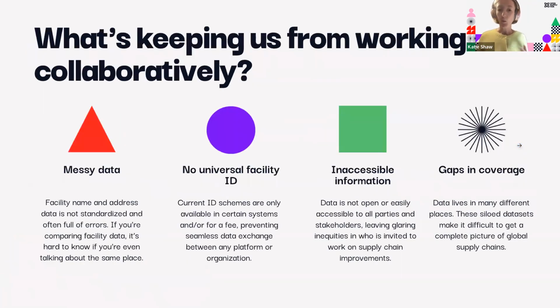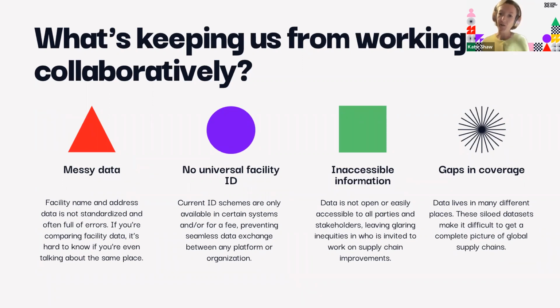Moving on to the next slide, what we found was that there's an abundance of messy data when it comes to supply chains. Facility name and address data is not standardized, and it's often full of errors. So if you're comparing factory data, it becomes really difficult to know if you're even just talking about the same place. This is also due to the fact that there is no universal facility ID that is free and openly available to all. Current ID schemes are only available in certain systems and/or by paying a fee, and that prevents seamless data exchange between any platform or organization.